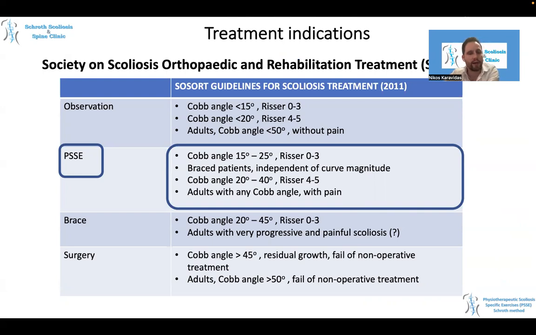In larger scoliosis, but at a later growth stage, so 20 to 40 degrees when the patient's growth stage is Risser 4 or 5, so close to the end of growth. And of course, we can work with any scoliosis patient in adult life, no matter the Cobb angle or if they are painful or not.